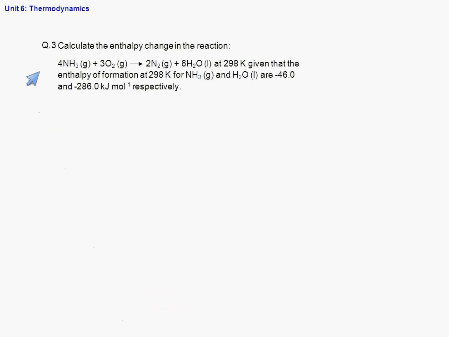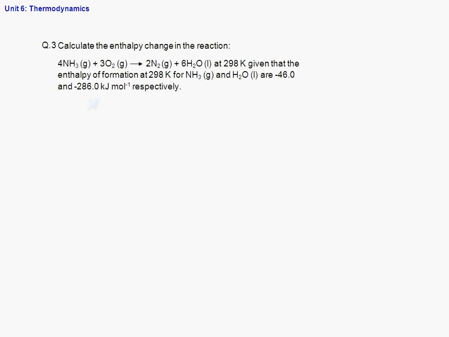Question 3. Calculate the enthalpy change in the reaction 4NH3 gas plus 3O2 gas gives 2N2 gas plus 6H2O liquid at 298 Kelvin, given that the enthalpy of formation at 298 Kelvin for NH3 gas and H2O liquid are minus 46.0 and minus 286.0 kilojoule per mole respectively. Okay, so here we have to calculate the enthalpy change in the reaction. Now you already know what the formula is.